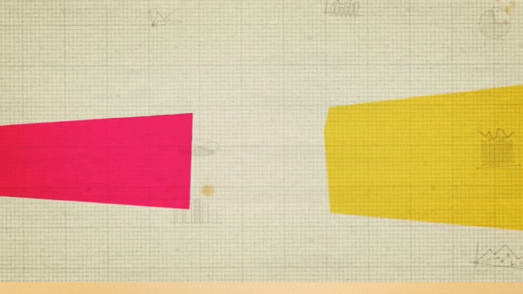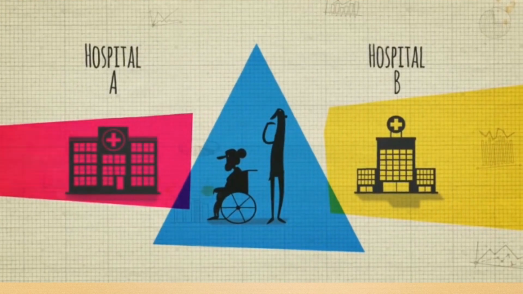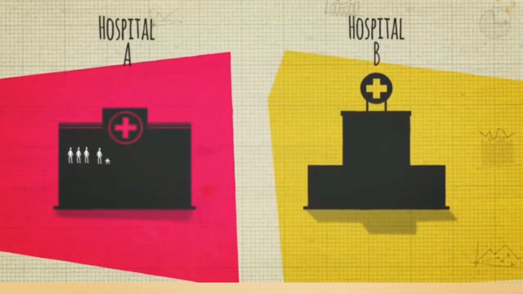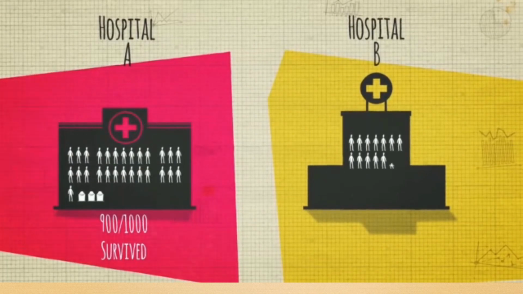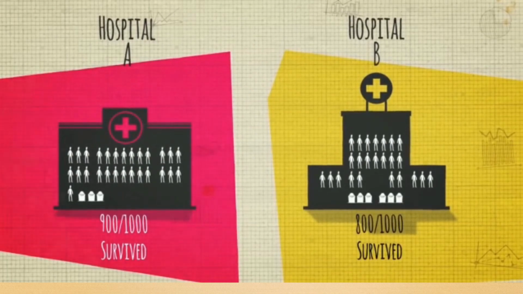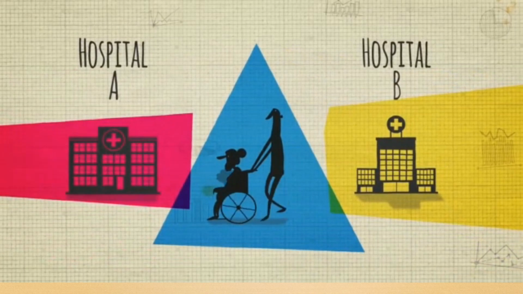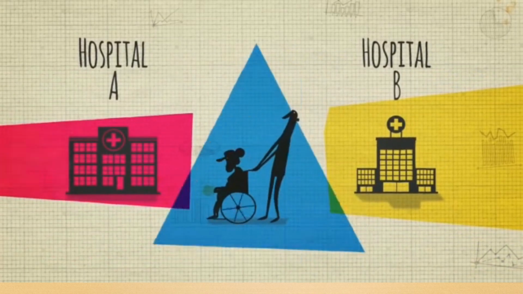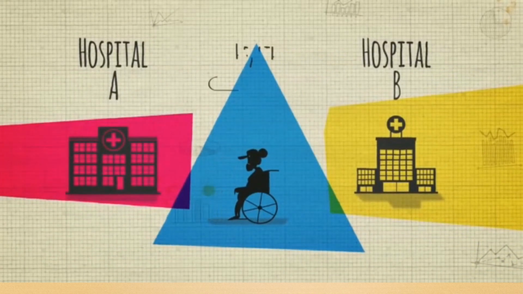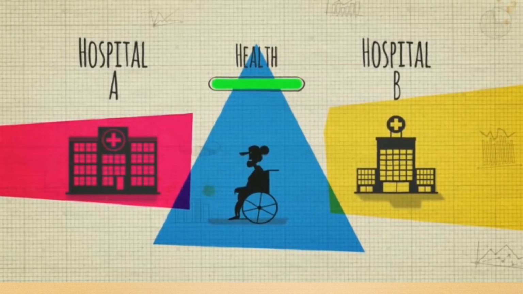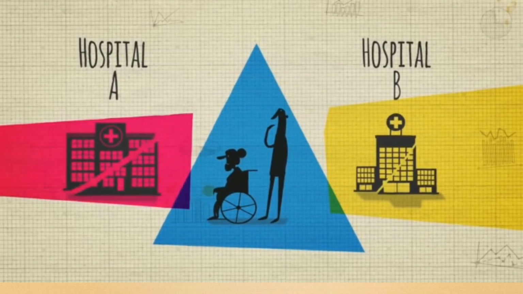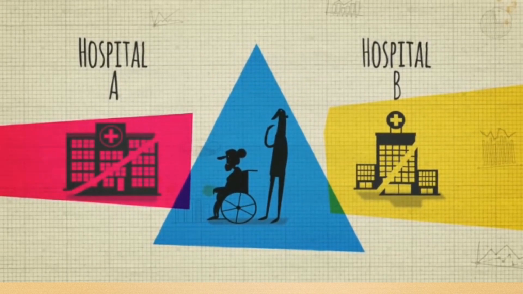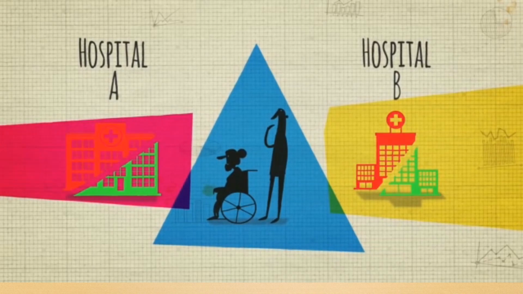Imagine you need to choose between two hospitals for an elderly relative's surgery. Out of each hospital's last 1,000 patients, 900 survived at Hospital A, while only 800 survived at Hospital B. So it looks like Hospital A is the better choice. But before you make your decision, remember that not all patients arrive at the hospital with the same level of health. And if we divide each hospital's last 1,000 patients into those who arrived in good health and those who arrived in poor health, the picture starts to look very different.